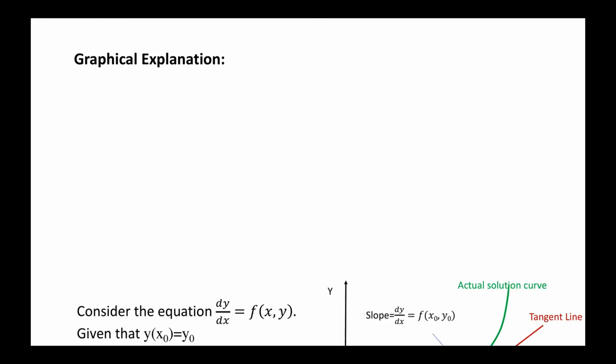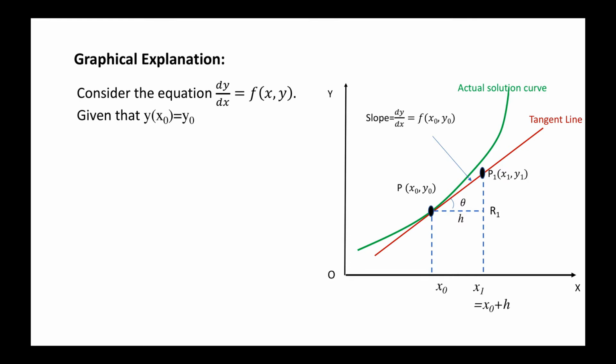So let us move on to the graphical description of this method, to see how it gives you the solution. Consider the equation dy by dx is equal to a function of x and y, and the given initial values are, at x is equal to x0, y is y0. So we have been given the initial point. Let us consider a function of x and y represented by this green line, and we have been given x naught and y naught. Say point P is given to us, with initial values x naught and y naught.